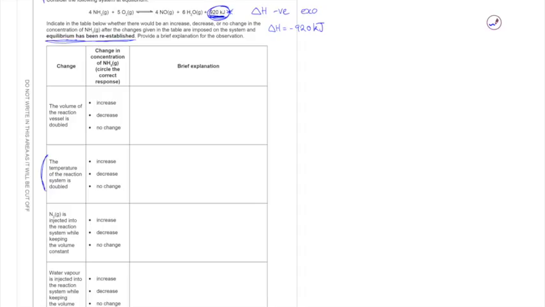So I don't really care about what the components are here. I don't care about the fact that I've got ammonia, oxygen, nitrogen oxide, and of course, water or steam as it's a gas. What I really care about, again, is this energy value that's sitting right over here. And it's saying the temperature of the reaction system is doubled.